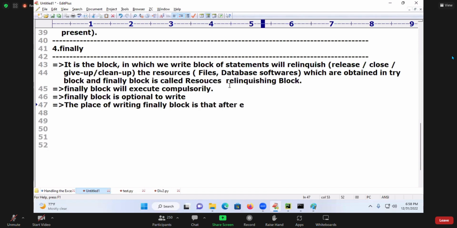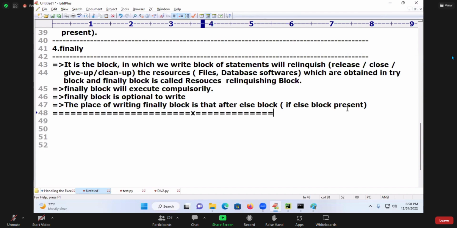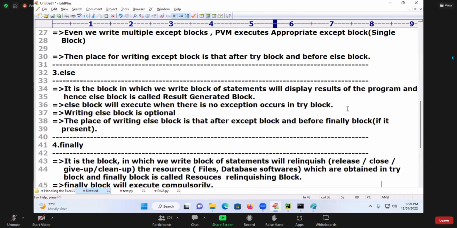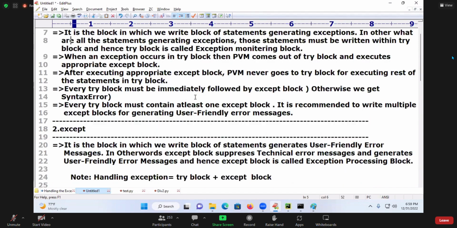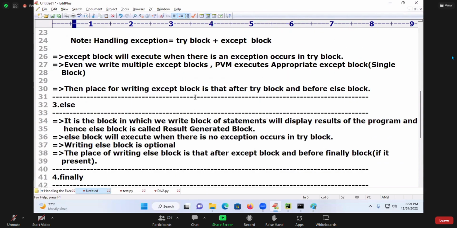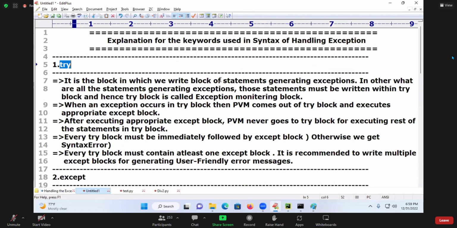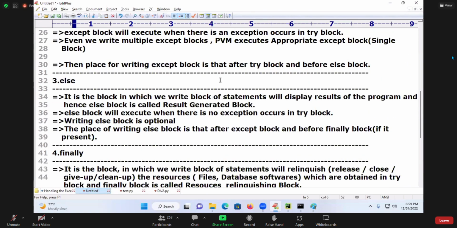Right. The place of writing. The finally block is written after which block? Else block, if the else block is present, because writing the else block is also optional. That is a sentence about which block? Finally block.